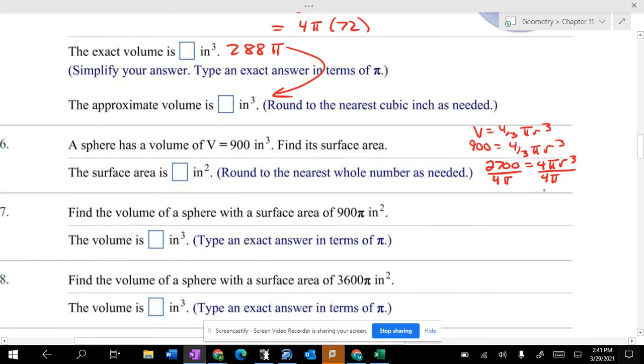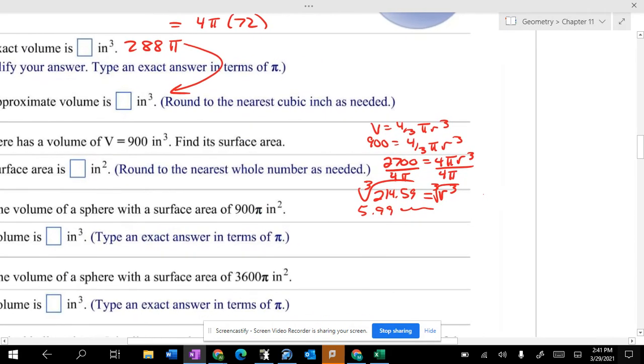So I want to divide by 4 pi, so r cubed equals 214.59. If I take the cube root of each side, I get 5.99 and so on. It's really close to 6, so I'm going to say my radius is 6. I don't know what yours will come out to be, but hopefully it'll be really, really close to a number. So mine was 6.